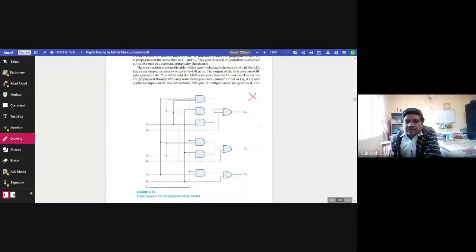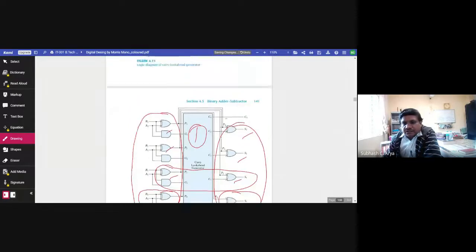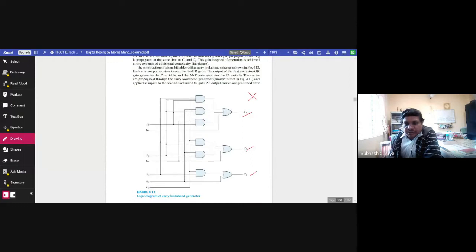Then you implement C1, C2, and C3 with the help of two-level logic implementation. After that, we put back again your earlier circuit and the final circuit, and in between we have the look ahead carry generator. This is popularly called the look ahead carry generator.